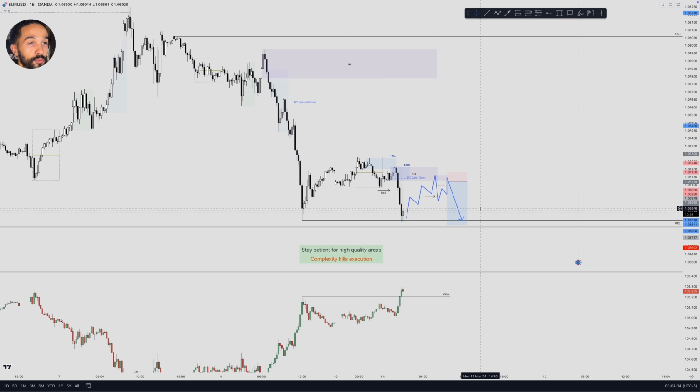I would probably prefer the longs in all honesty, and for the longs I would need to see the order flow completely switch, right? We would need to now come up above these highs and then do the same thing, pull back down to an order block to then continue higher.